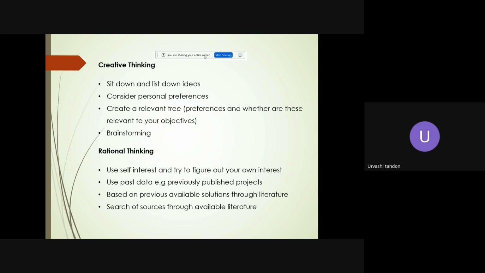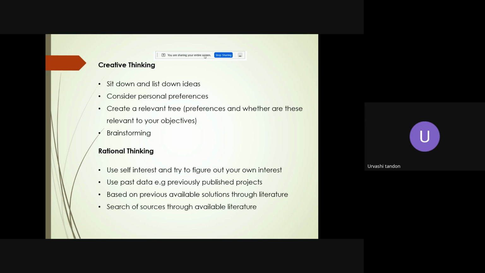So what could be my personal preference for this? And then I will make a tree. Okay, this is my first preference, second preference, third preference. Always have a plan B or C in your research, because the moment you visit your guide, he or she may say, okay, the research is not feasible. What will you do? And then you think, brainstorm.